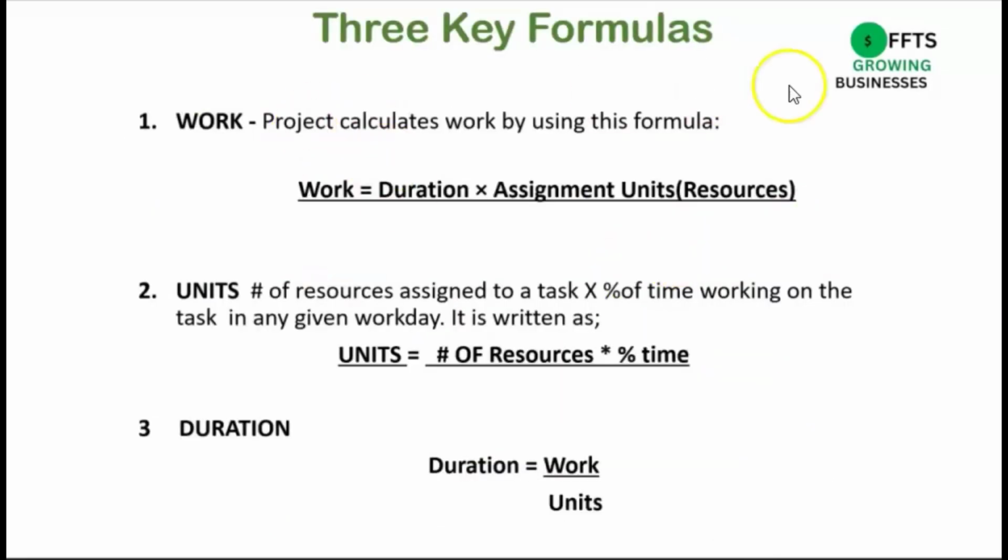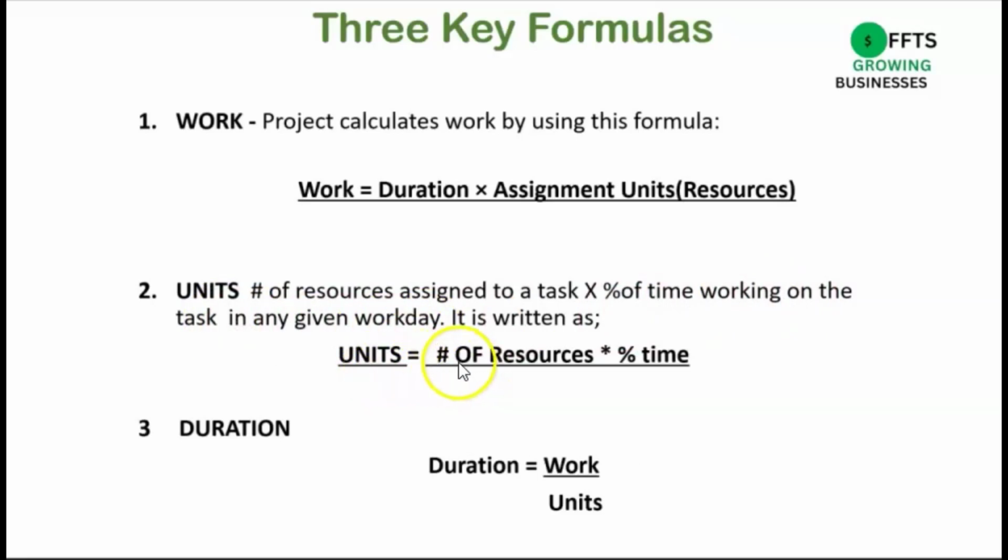Now there are 3 key formulas we have to look at. Work, and this is what we're going to use to calculate the cost of the different tasks of our project. Work is equal to duration by assigned units. So if the duration is 2 days and 1 person is assigned 100%, the work is 16 hours. Units is the number of resources assigned to a task by the percentage of time given to working on a task in a given day.